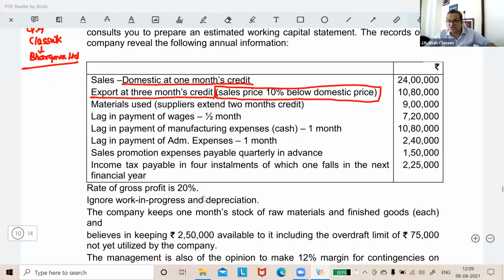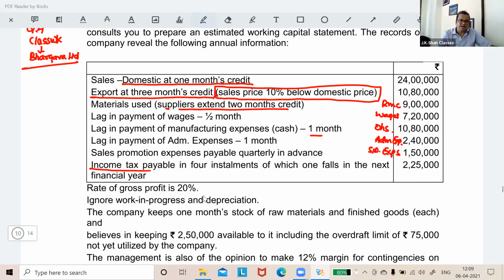Material used is given as 9 lakhs, so raw material consumption. And how much is the supplier's credit? 1 month. So whenever you write current liabilities, you will have suppliers 1 month. Lag in payment of wages is half a month, and this is the wages amount given to you. Lag in payment of manufacturing expenses is 1 month, and this is the outstanding overheads given to you. Lag in payment of administration expenses is 1 month, and these are the admin expenses given to you. Sales promotion expenses are payable quarterly in advance. These are the sales promotion expenses given to you.